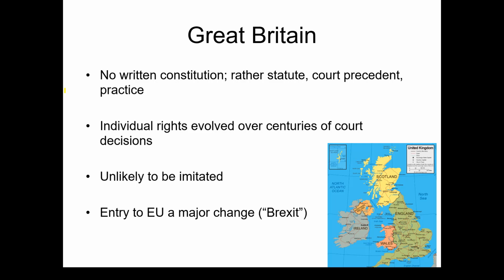Looking at Great Britain, theirs has evolved through precedent of rulings, because Great Britain, interestingly enough, which was our forerunner, our model, so to speak, had no written constitution. And perhaps that might have motivated the framers to have one because of what they or their ancestors came from. It became more a matter of statute, court precedent, and standard practice.